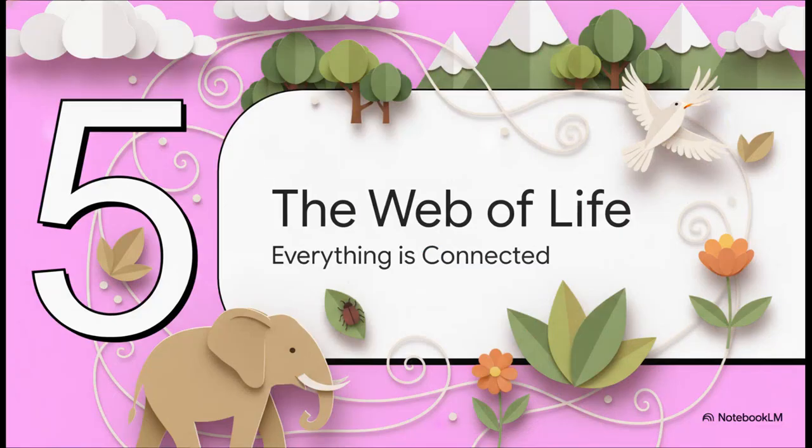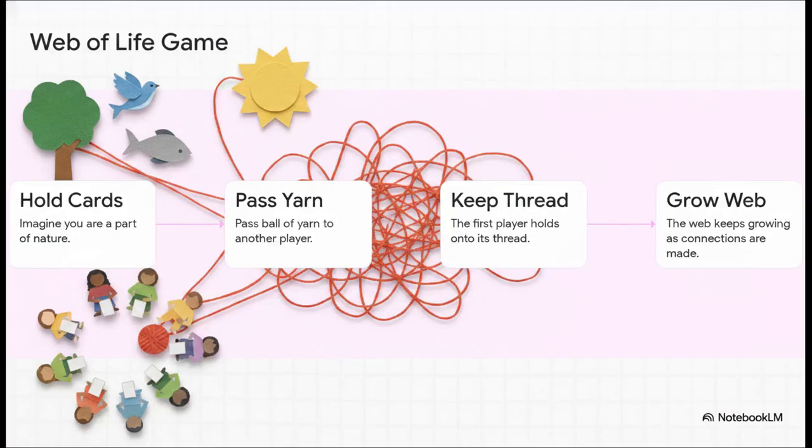Finally, we arrive at part 5, the web of life. This is where it all comes together. To really understand this, the chapter introduces a brilliant exercise called the Web of Life game. Imagine a group of students sitting in a big circle. Everyone holds a card. Maybe you're a tree, a bird, a fish, or even the sun.